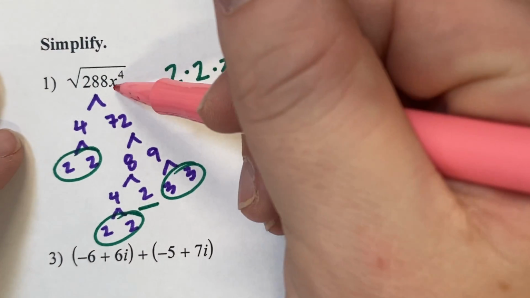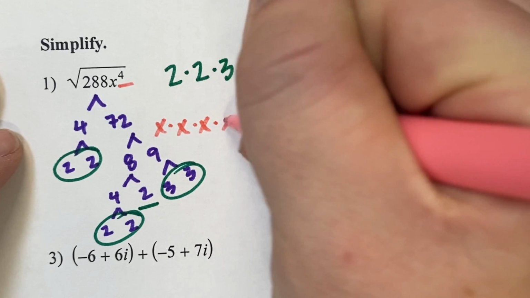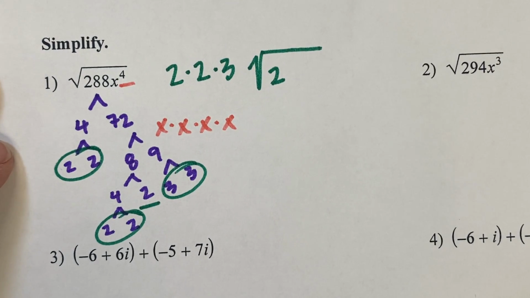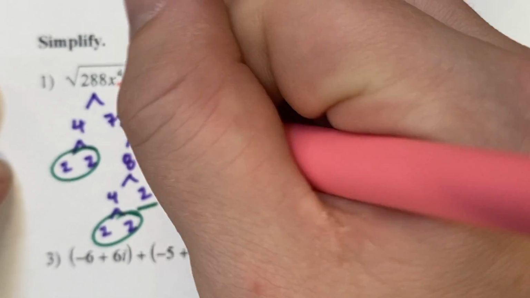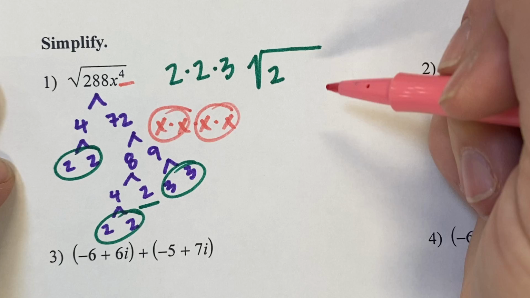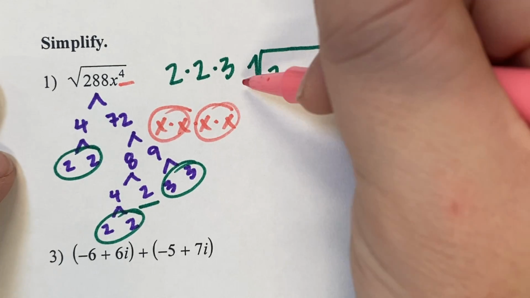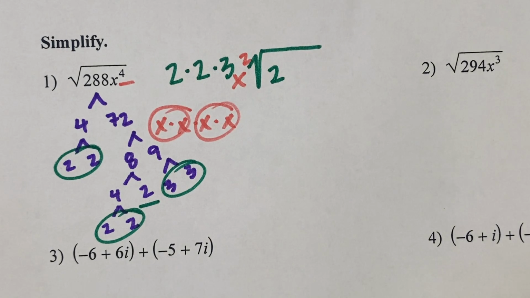Now we need to take care of the x's. Well, I have x to the 4th, which means I have 4 x's being multiplied together. So now I can say, oh, there's a pair, and there's a pair, and nobody had to stay inside because it's not an odd number. So since I had 2 couples, that becomes x squared.